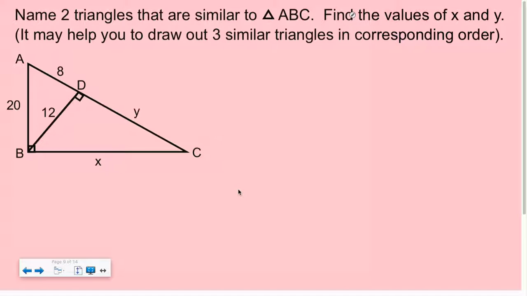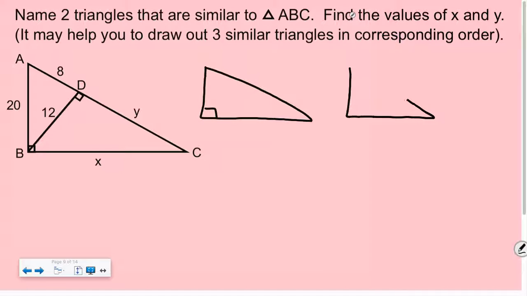So the first one, triangle ABC, that's the big guy. What kind of triangle is that? Right. It's a right triangle. So then my other 2 right triangles, DBC and DBA. Do you see both of them? Yep. Okay. I'm going to show you how you redraw them. Draw 3 right triangles. They don't have to be perfect. That look similar to each other, meaning they're the same shape, but not necessarily the same size.